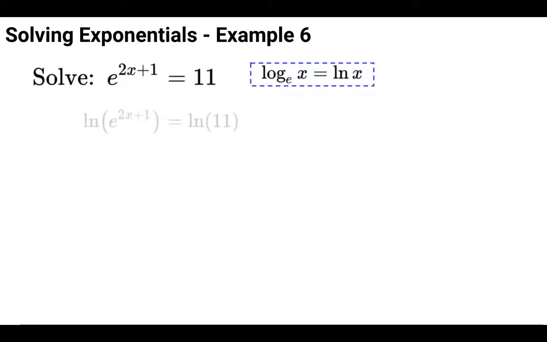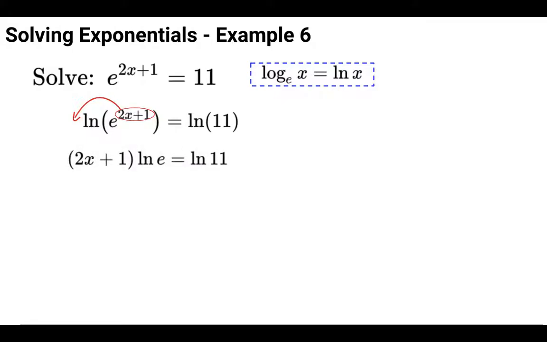Since I have a base of e, I'm going to take the natural log of both sides of this equation. You can apply the natural log or any log of any base to both sides of an equation, and it'll still be equal. And now I'm going to apply the power property and pull that 2x plus 1 out in front of the natural log of e. So I have 2x plus 1 times the natural log of e is equal to the natural log of 11. Since the natural log has a base of e, then the natural log of e is 1. And so this all simplifies down to 2x plus 1 equals the natural log of 11.